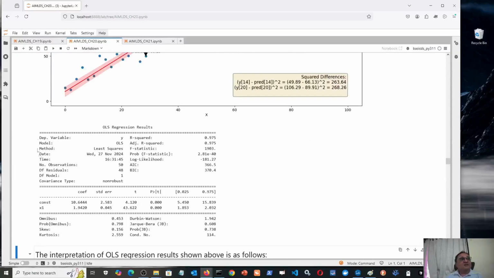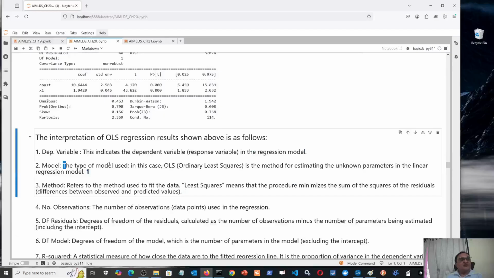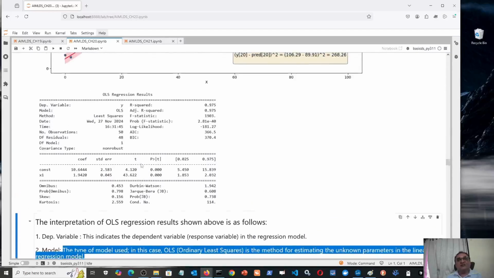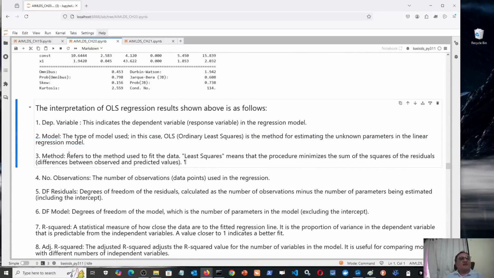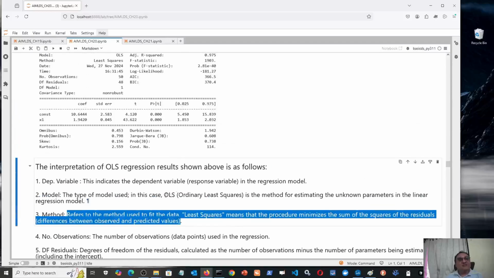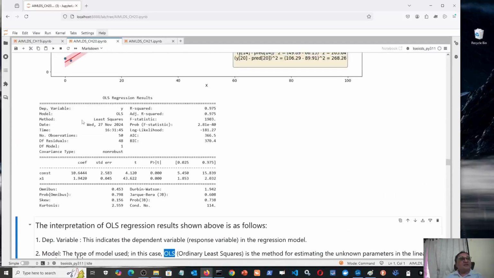Then Model, the term model, is which type of model you are using. Here it is the ordinary least squares model, which is why it is OLS. Then Method is which method was used to fit the data. Obviously, if it is an ordinary least squares model, then the method used was least squares.